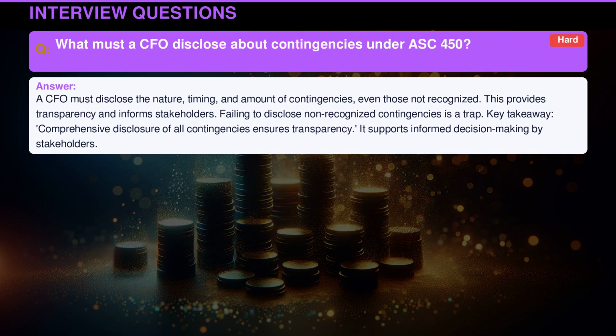A CFO must disclose the nature, timing, and amount of contingencies, even those not recognized. This provides transparency and informs stakeholders. Failing to disclose non-recognized contingencies is a trap. Key takeaway: comprehensive disclosure of all contingencies ensures transparency. It supports informed decision-making by stakeholders.